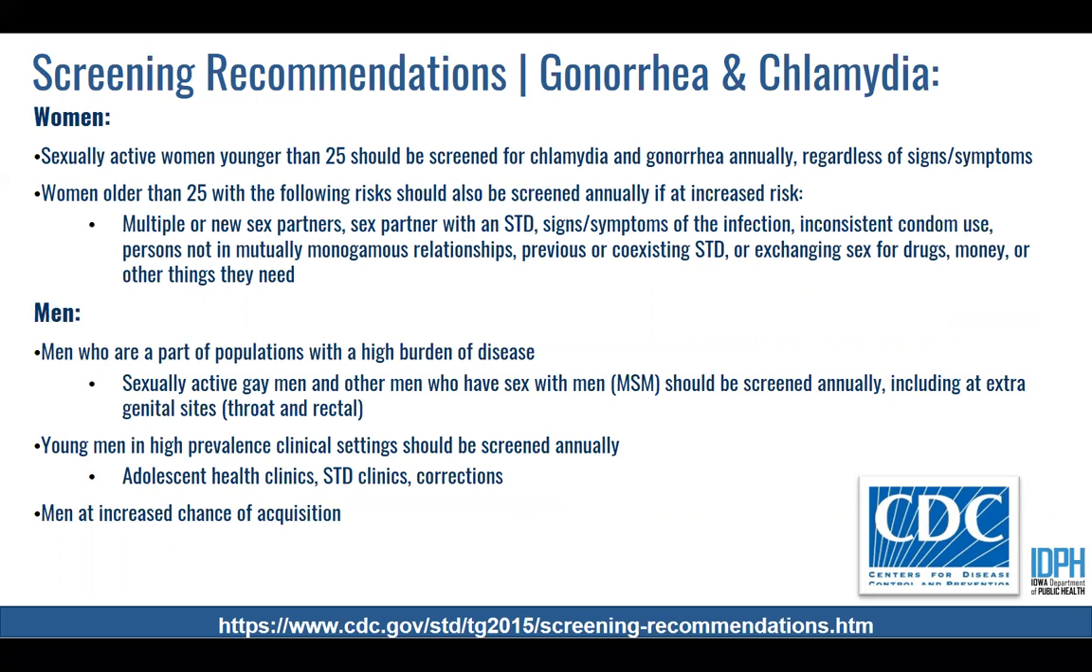Women older than 25 with ongoing risk should be screened annually. So women who have multiple or new sex partners, who have a reported history of STDs, signs or symptoms of the infection, reported inconsistent condom use, persons who are not in mutually monogamous relationships, people who have coexisting or a history of recurrent STDs, or have a history of exchanging sex for drugs, money, or other things that they may need. Men who are part of populations with a high burden of disease should be screened regularly as well.